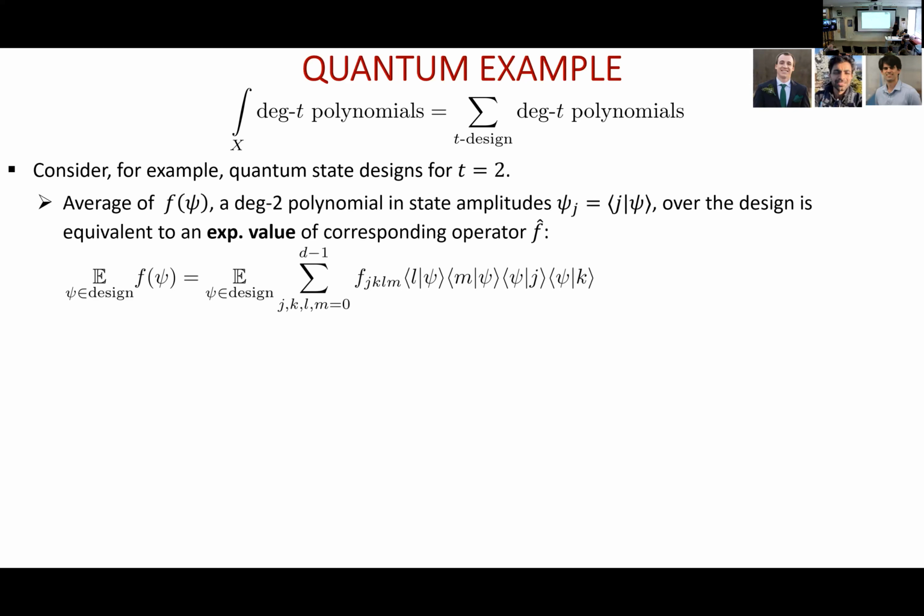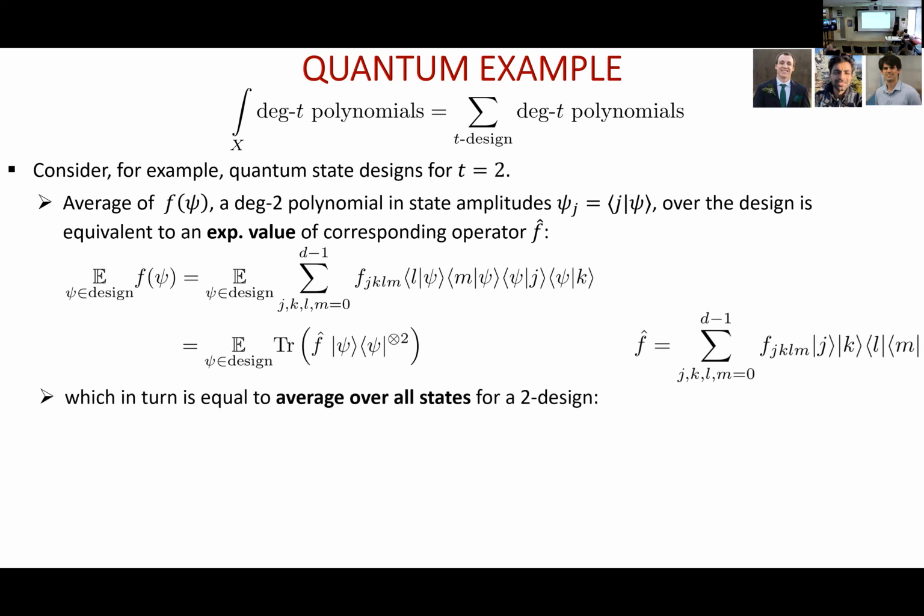If you average over a design, this is just the statistics version of capital sigma. So this is a polynomial in all of these variables, and these are its coefficients. Now, it turns out that you can express this as an expectation value over 2 copies of the state with some operator corresponding to f hat. And this f hat is just a matrix of the coefficients. And then the sizes just get collected into these 2 copies.